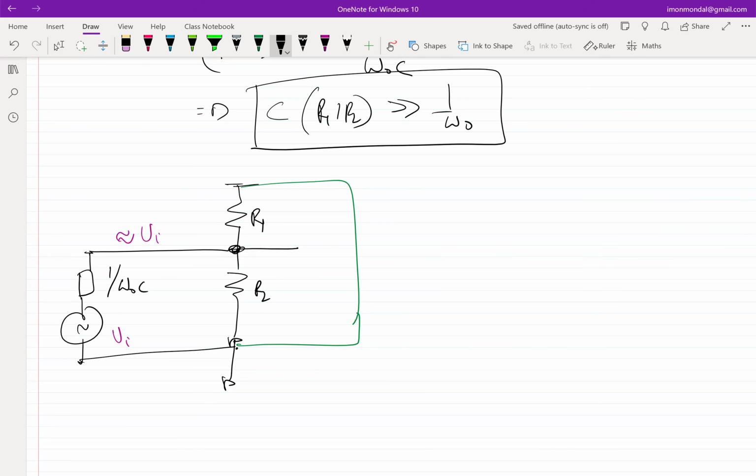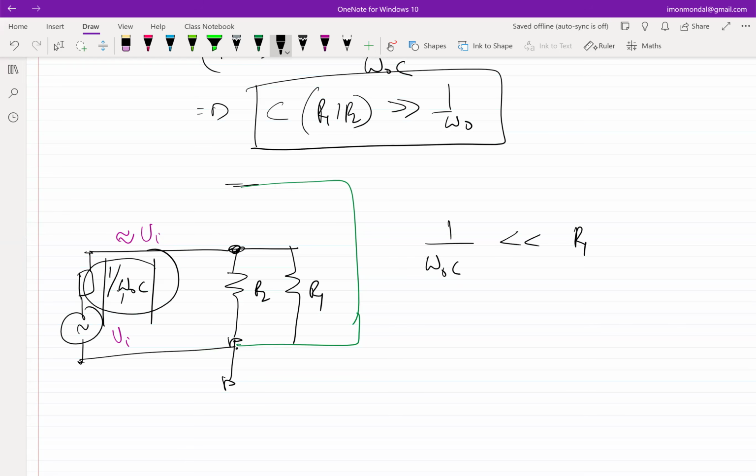Yeah, so the question I'm asking is that the impedance of this is 1 over j omega naught C, but the magnitude of 1 over j omega naught C should be small with respect to what? R1 parallel R2, right? Because essentially this is this, right? R1. So as long as we can ensure that 1 over omega naught C is much less than R1 parallel R2, this voltage will be approximately equal to Vi, right? So you see, this is essentially that condition.